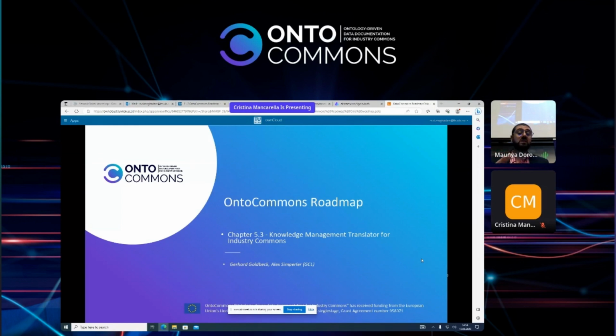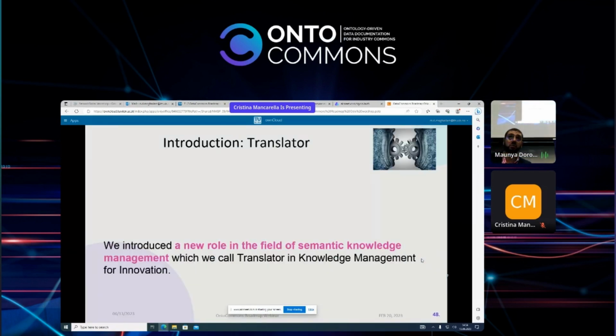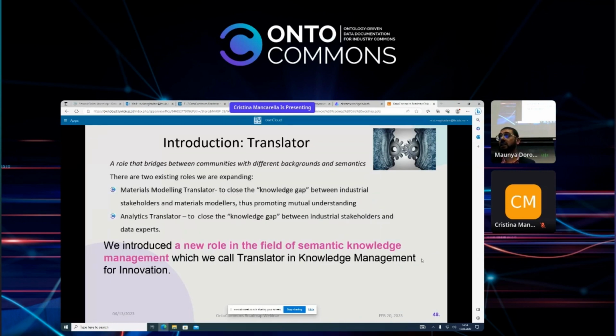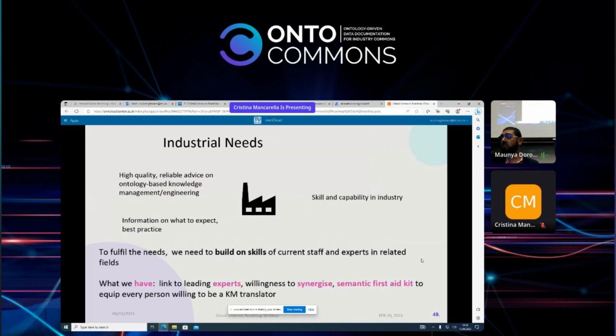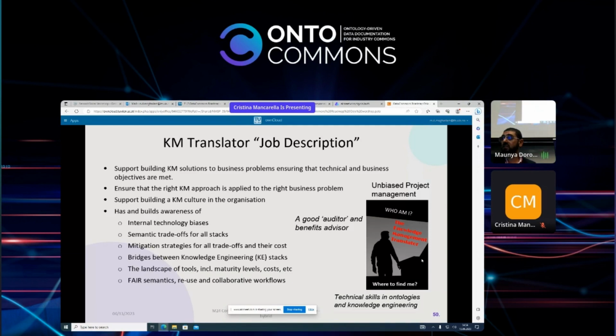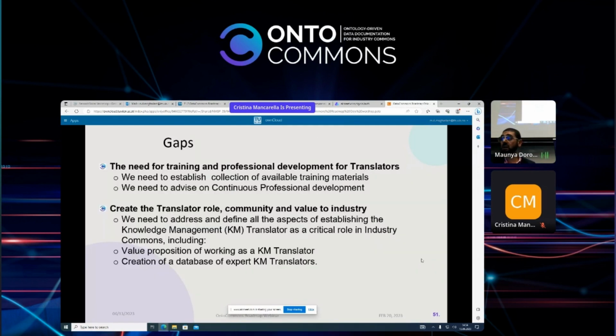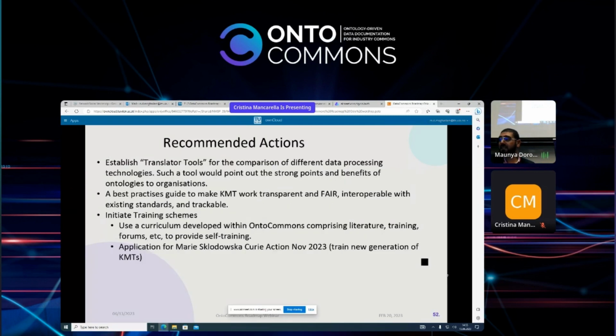It's important because we discussed the need for skills and training. So this chapter focuses on that, and what we are recommending is to build training, to build a new job profile for a translator that makes the link between the different business domains and the technical aspects of ontology. This is one of the recommendations to answer this need and to bridge the gap. That's what we highlighted. So this is the job description. We are working on that, and also preparing materials for training to establish this translator profile, and we also recommend having tools to help with that.